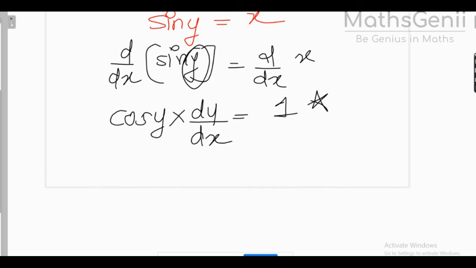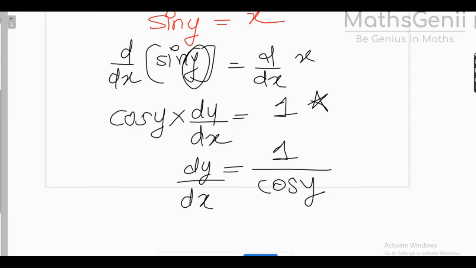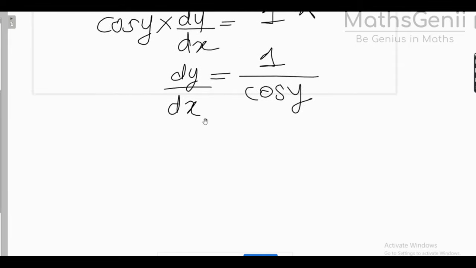Correct? Now, I have to eventually find dy by dx only in my life because that's the derivative. Derivative is defined by dy by dx. So I'll keep dy by dx at this side, 1 upon cos y.